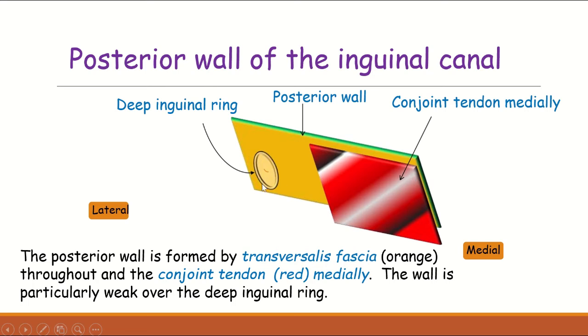Here you can clearly see on the lateral end of the posterior wall, there is an oval opening called the deep inguinal ring. So the posterior wall near the deep inguinal ring is weaker because here no other structure is present to reinforce the posterior wall. Only the transversalis fascia is present.